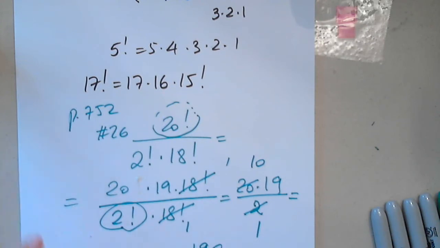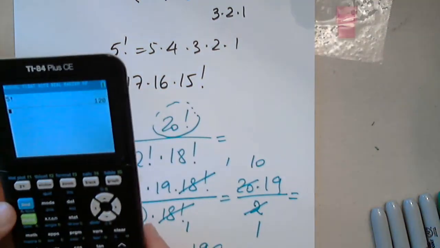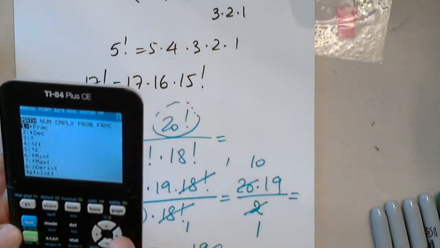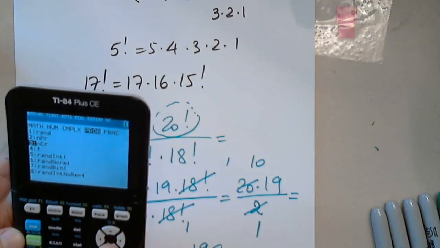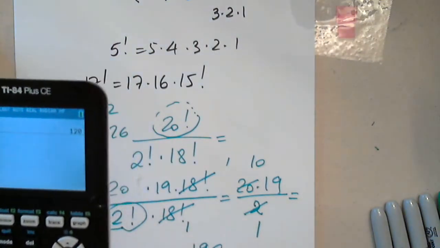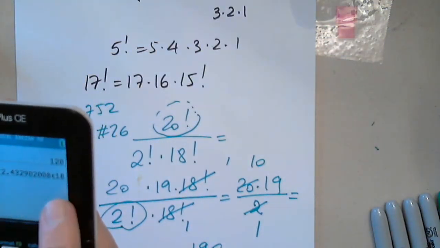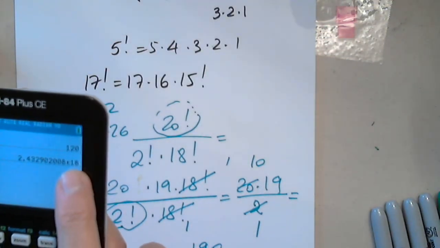And you can say, why don't you put this in the graphing calculator? Oh, I don't know if the calculator can handle this. Let's give it a shot. It may. But if you try 20 factorial with a calculator, it may give an error because it's such a big number. I don't know. Maybe it will calculate. Okay, it did. 2.43 times 10 to the 18th power.